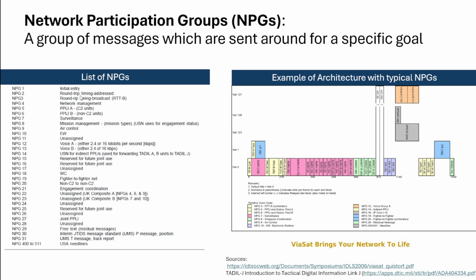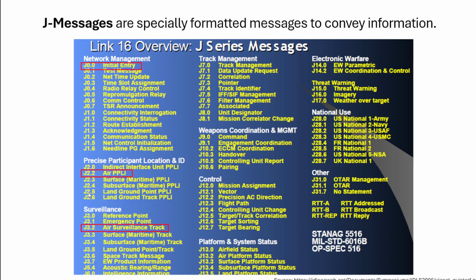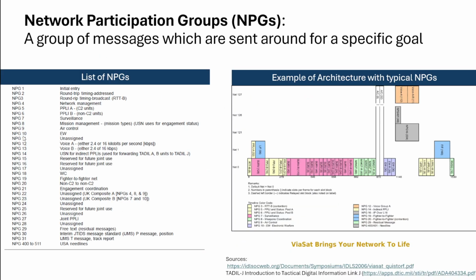When I'm connecting, there is a round trip message, which is important to get the relative position of my aircraft compared to the others and so on. If I am transmitting my PPLI, the participant precision location and ID, I'm interested in reading NPG6 messages, this kind of message here. These J messages are important for this purpose. If I am electronic warfare, I'm interested in reading the NPG10s and so on. And fighter to fighter, which is the cherry on the cake in Link 16, is NPG19.